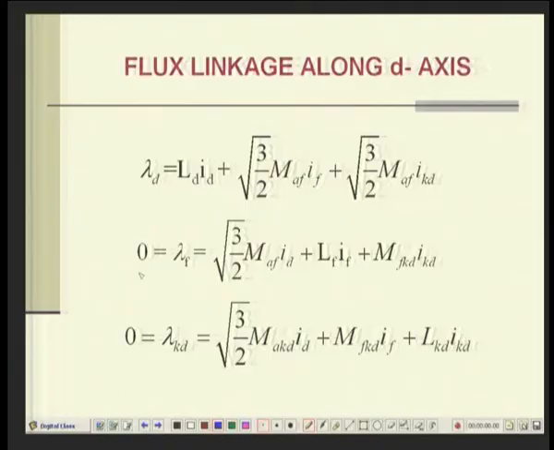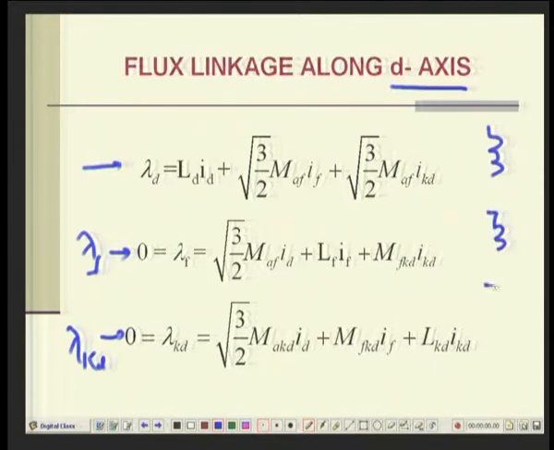Now, we said that flux linkage, supposing lambda d, in the d axis, this is lambda f and this is lambda kd. In the d axis there are 3 windings: d winding, f winding and kd winding.